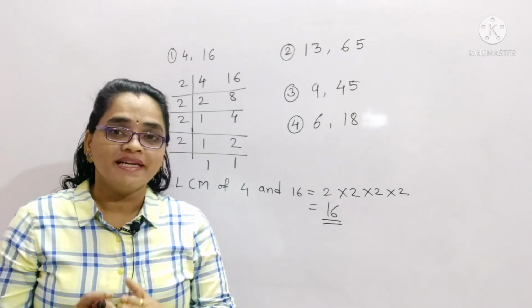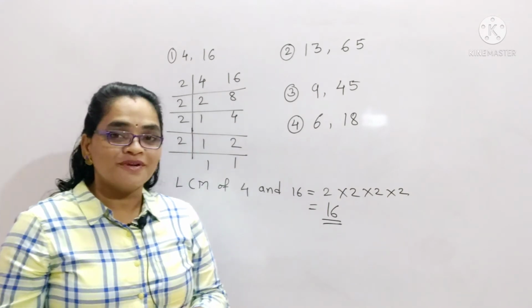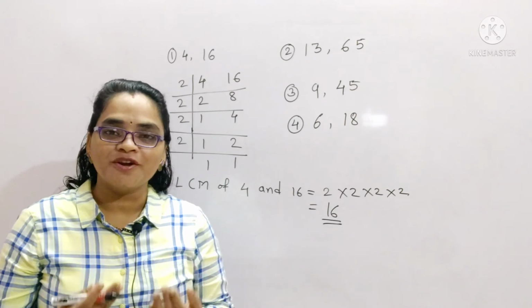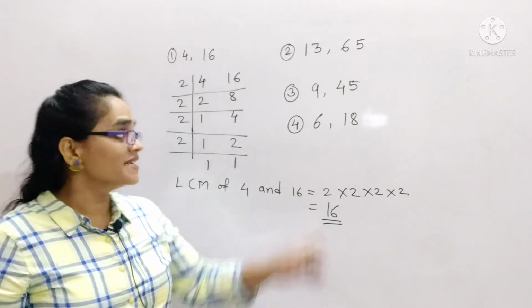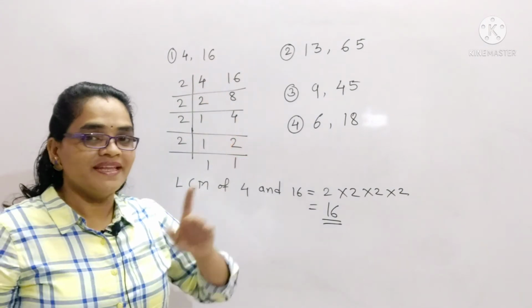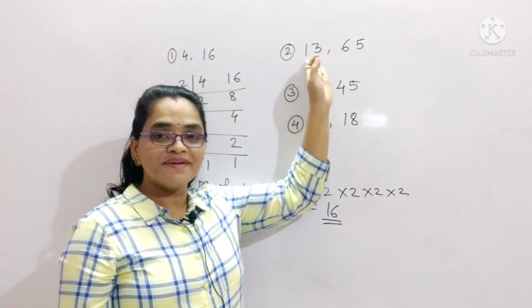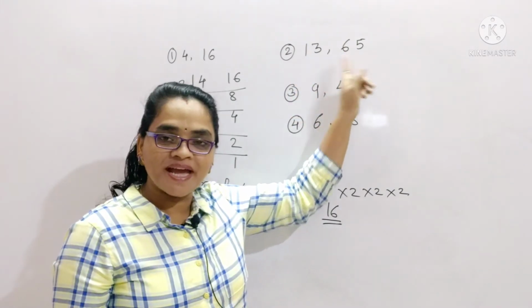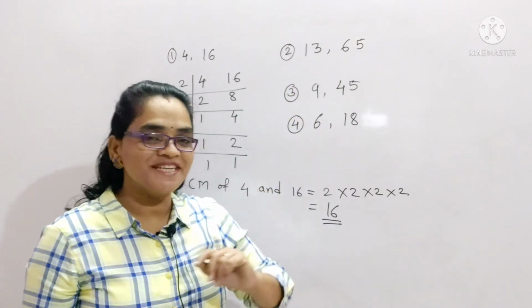Just remember, 4 is a composite number but a factor of 16. Okay, I am just telling factor. When one number is a factor of another number, then the LCM is the greater number. That time the LCM is always the greater number. See here, in the second example, 13 and 65. 13 is a factor of 65, so the LCM of 13 and 65 is 65.